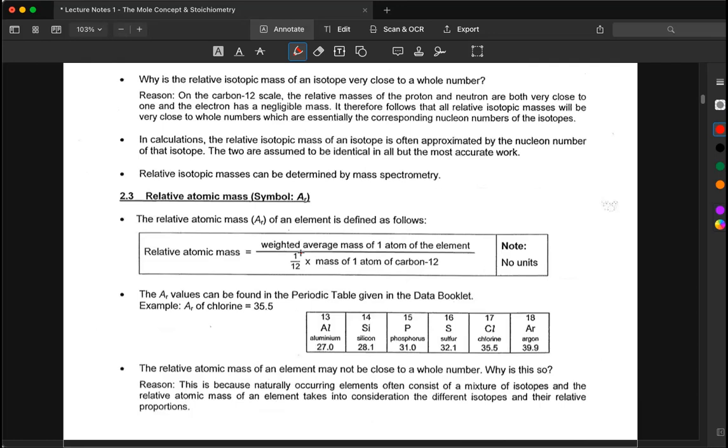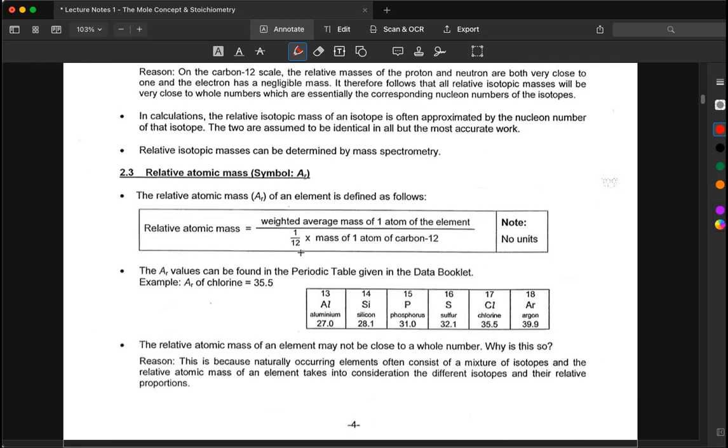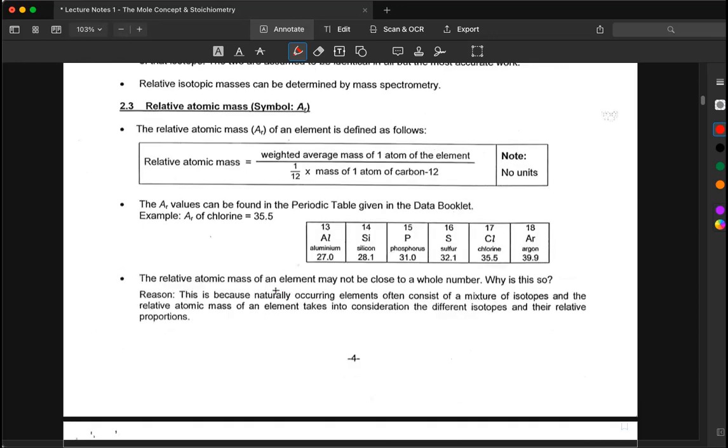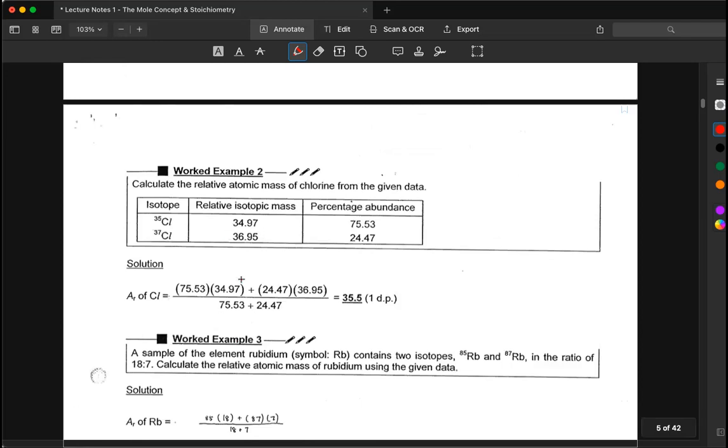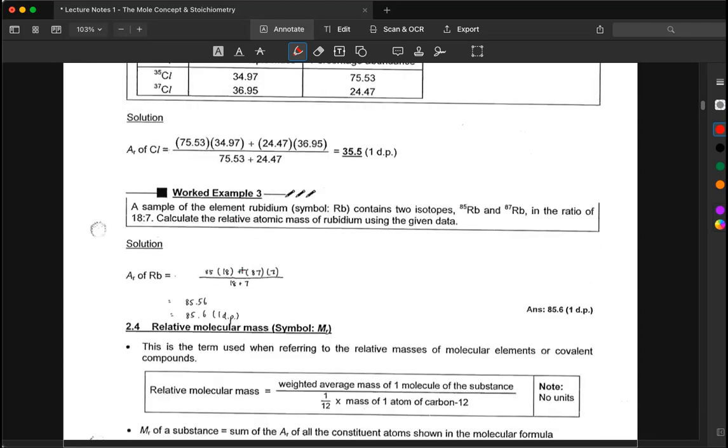Now, what is relative atomic mass? It is equivalent to the weighted average mass divided by 1/12 the mass of one atom of carbon-12. All right. So it is also a ratio, so there are no units. This is what you have learned before. And we also learned that the atomic mass is actually an average value of the isotopes in their relative proportions. So I will not go through this. It's like O level. Same thing here.